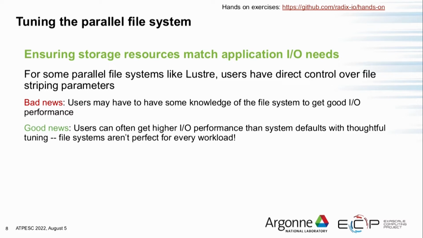So for parallel file systems like Lustre, we've heard that users do have direct control over striping. The bad news is that, as you're finding out, it does require some effort on your part to better understand how these systems work and what kind of knobs they have. But the good news is that you can often get much higher I/O performance by being a little thoughtful about this stuff, because file systems aren't perfect for every workload, so a little bit of exploration on your part can pay big dividends sometimes.